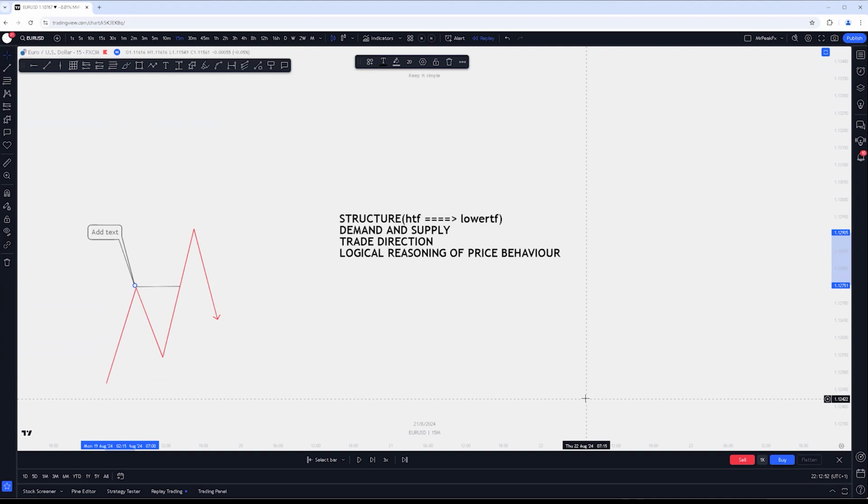So this is the previous external liquidity. External, right?